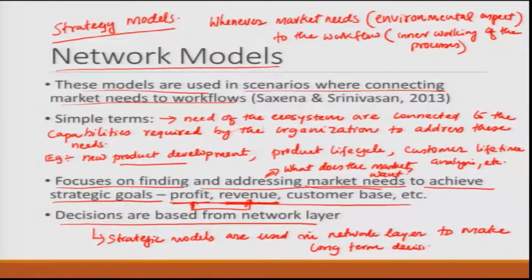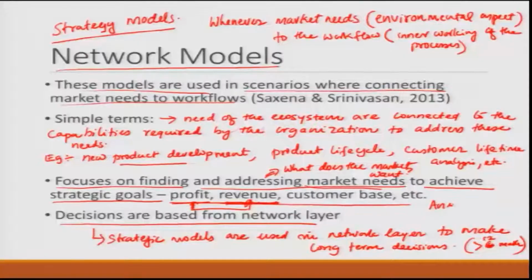The decisions are usually long term. When I say long term, I mean greater than 6 months. Let us call it 12 months, more than a year: 6 to 12 months, 1 year, 2 years, that kind of decision is what we are talking about. So the network models are where you are trying to address this. The analytics in network models focus on long term decisions. Here you are looking at the long term behavior of the system.